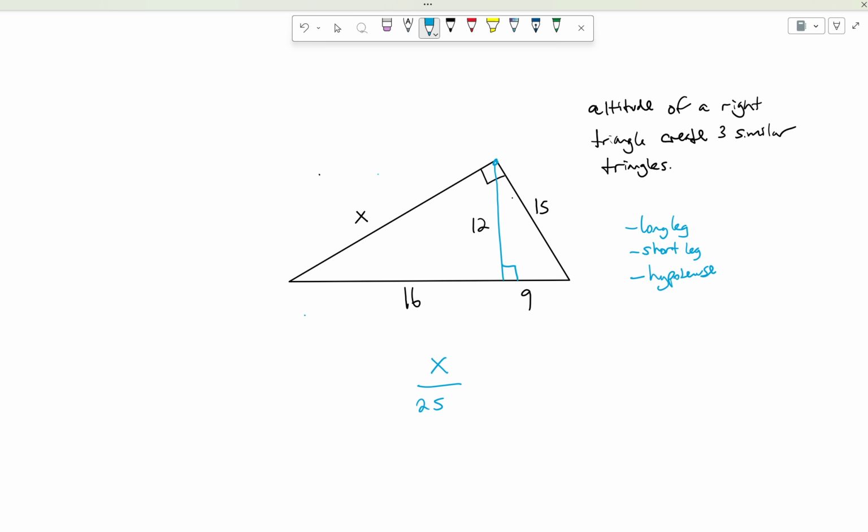Now, where do I get the 25? It's the 16 plus 9, right? So I'm working with this outer triangle. And then I'm going to relate that to, let's take this small triangle, right? I have the hypotenuse, right? It was x over here. But now for the small triangle, it's 15. Okay.